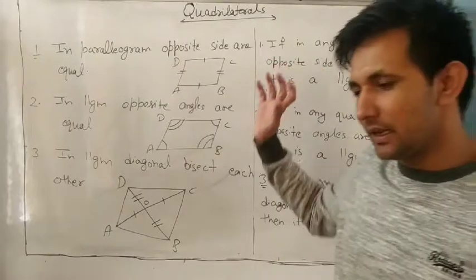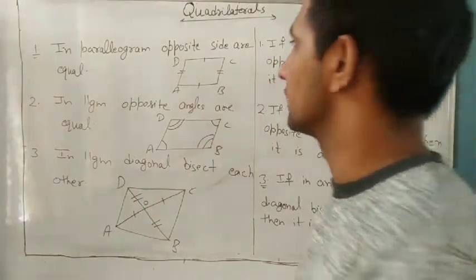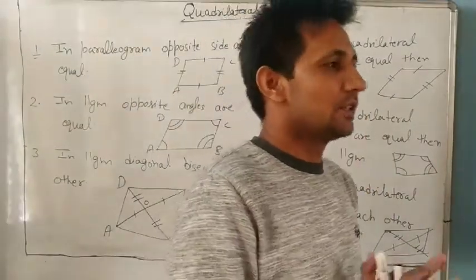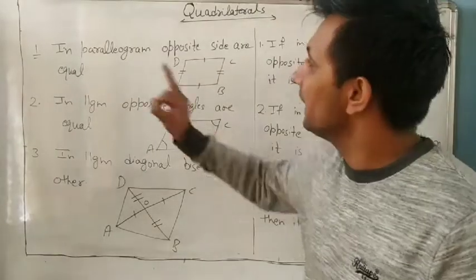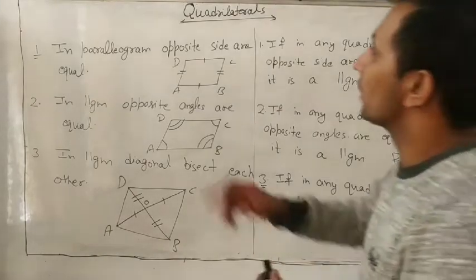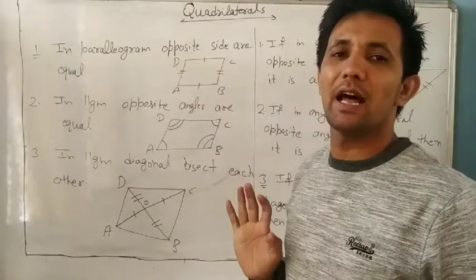Again, I will explain the properties of parallelogram. Only what property we will discuss. There are three main properties of parallelogram. First is, in a parallelogram, opposite sides are equal. In any parallelogram, always opposite sides are equal.